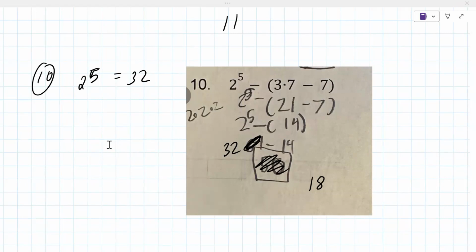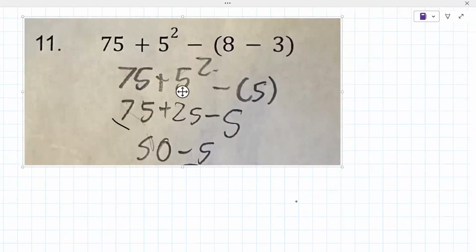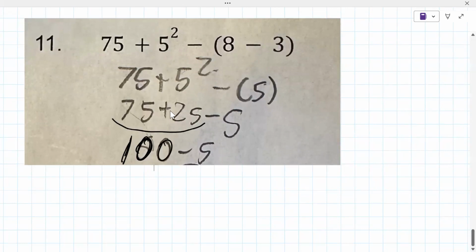Small issue with number 11. Let me know when you're ready for us to look at that. I'm ready. All right, so for number 11 here, 75 plus 25 is 100. It looks like you subtracted. Maybe you were looking ahead here. So the final answer is 95.